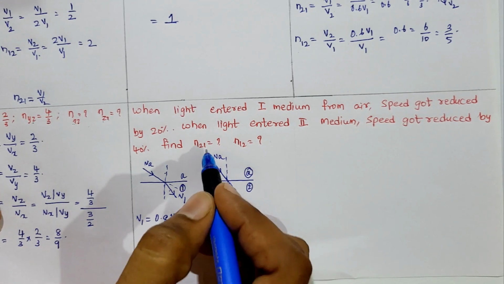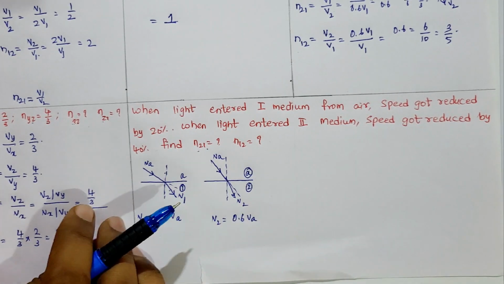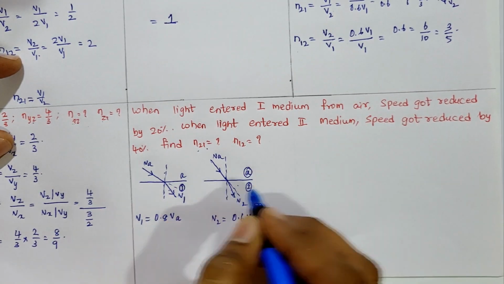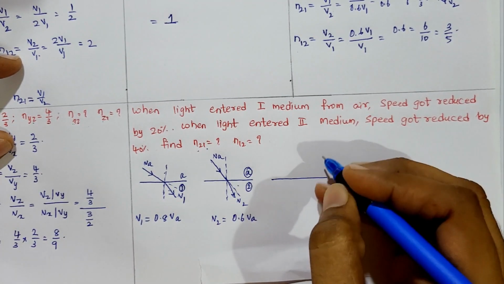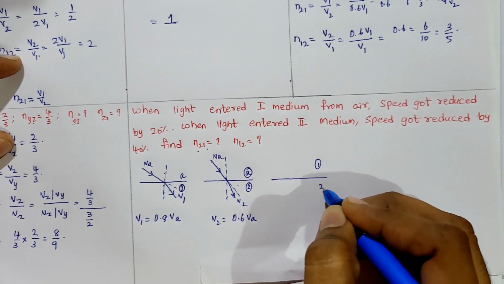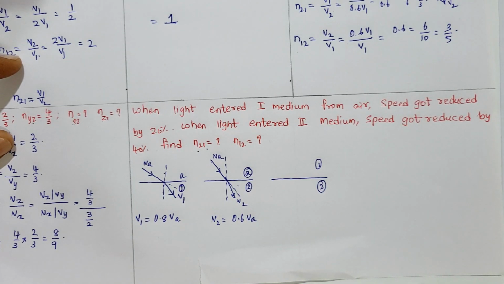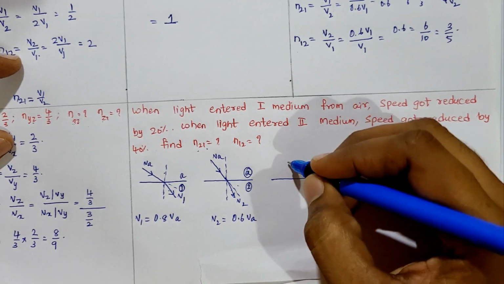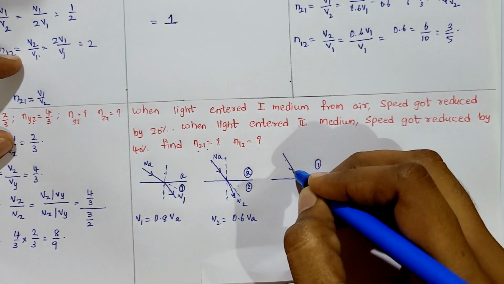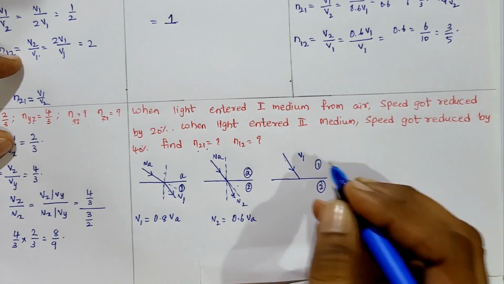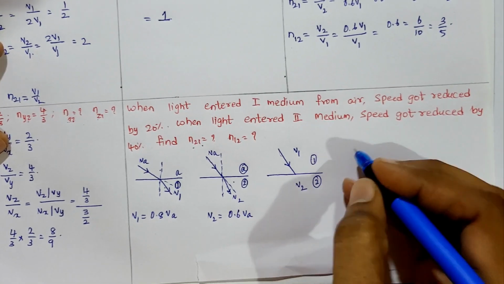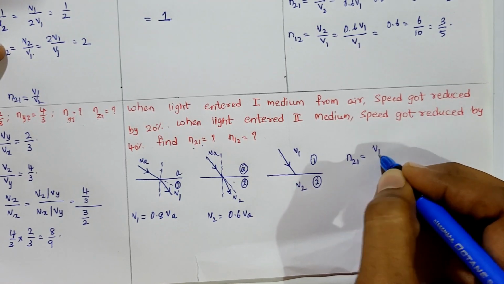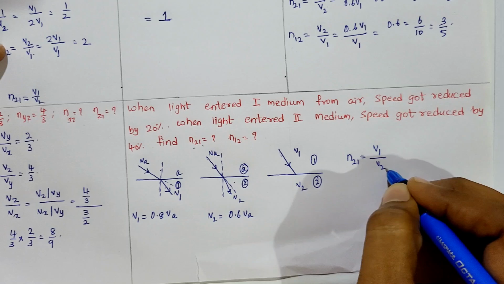Now we have to find refractive index of second medium with respect to first medium. So this first medium and this second medium which we have taken, these two we have taken aside now. This one will be first medium and this one will be second medium. Imagine that the speed in first medium is V1, speed in second medium is V2. So the refractive index of second medium with respect to first medium will be V1 divided by V2.